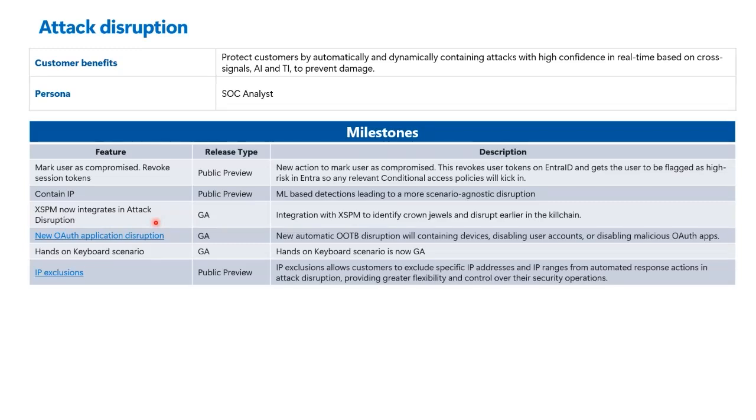Next item over here is the new OAuth application disruption. So this is basically disabling the malicious OAuth applications when attacks are found. Now, the next item over here is the hands-on keyboard scenario.